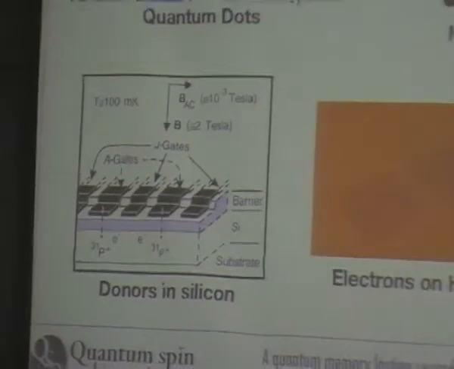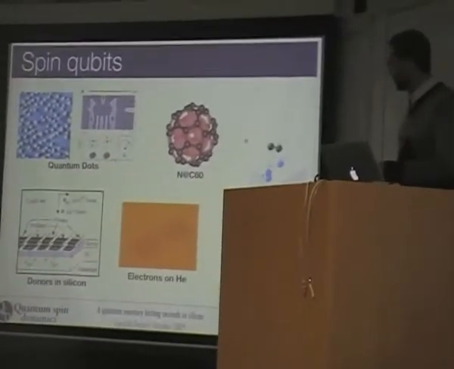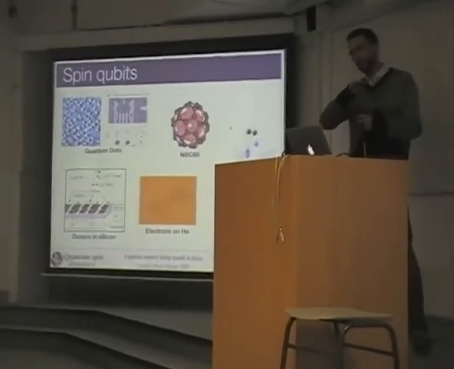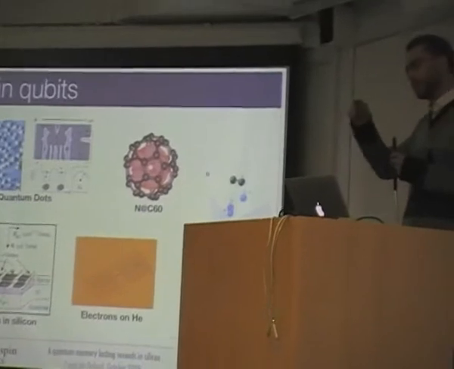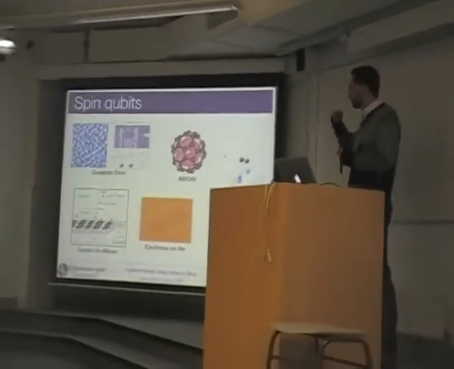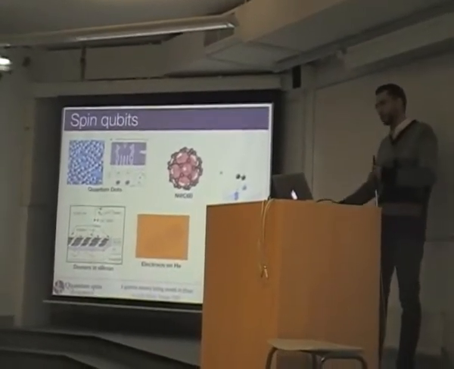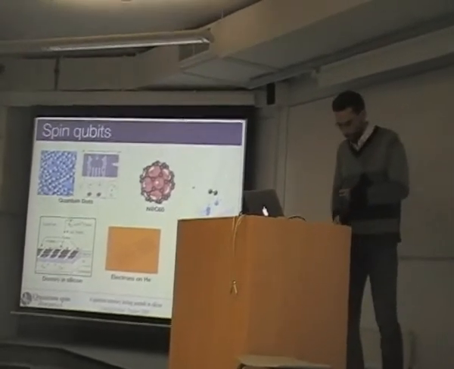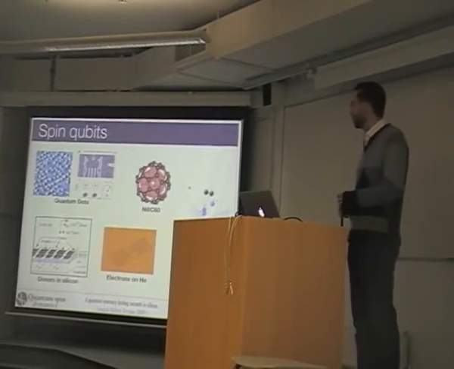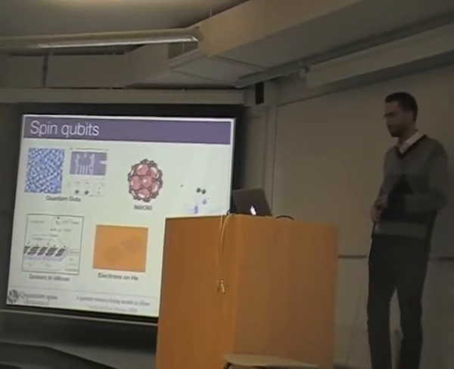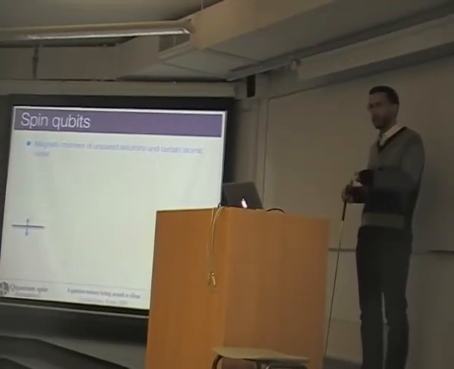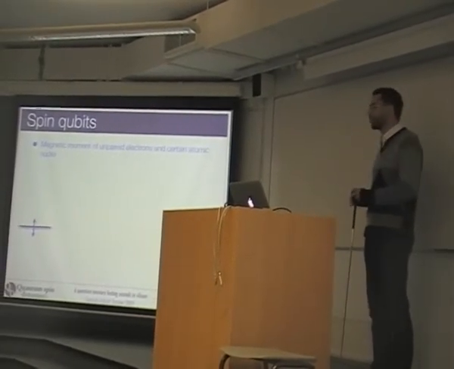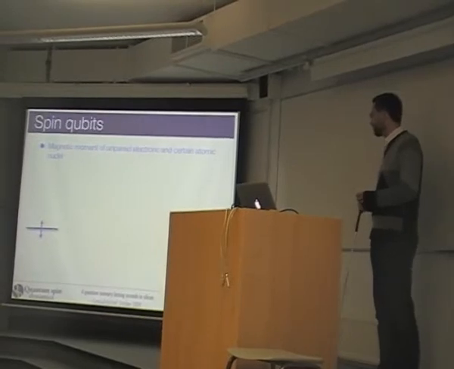And finally, just to throw in a little bit more of a wacky scheme, there's also electrons on helium. People are looking at creating thin layers of superfluid helium, and individual electrons will float above the surface, bound by their image charge, and then they can be moved around the surface, and in principle have very good coherence properties. So what I'll be talking about relates generally to this sphere of different kinds of physical spin qubit.